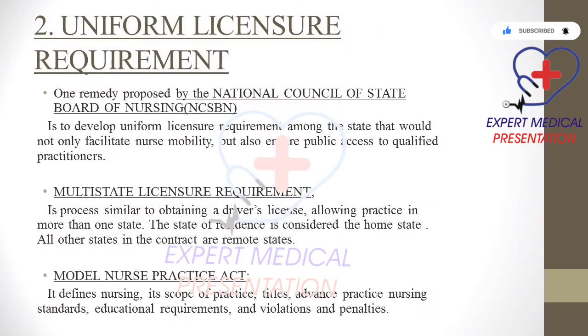Two, uniform licensure requirement. One remedy proposed by the National Council of State Boards of Nursing (NCSBN) is to develop uniform licensure requirements among the states that would not only facilitate nurse mobility, but also ensure public access to qualified practitioners. Multi-state licensure is a process similar to obtaining a driver's license, allowing practice in more than one state. The state of residence is considered the home state. All other states in the contract are remote states.